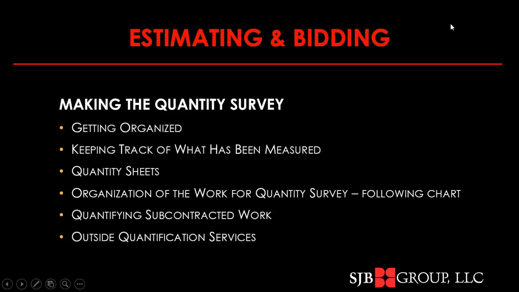To keep track of what's been measured, you're going to want to mark the plans, highlighter, color pencil, those kinds of things. You want to establish a coding structure so that you'll know what has been taken off. Again, you'll generally want to take off the items in the sequence of construction. Your quantity sheets, you're going to want to list dimensions and calculations of quantities on those forms.